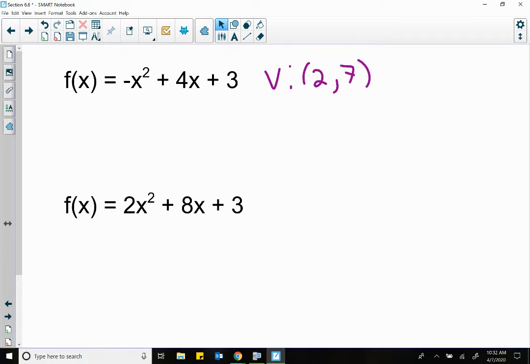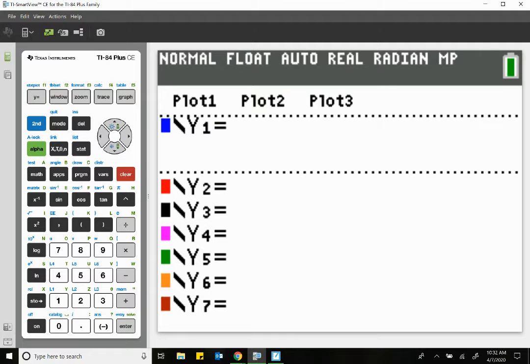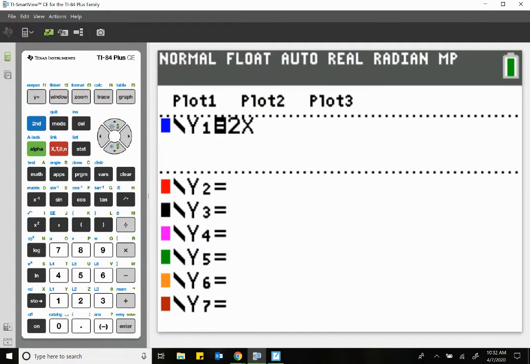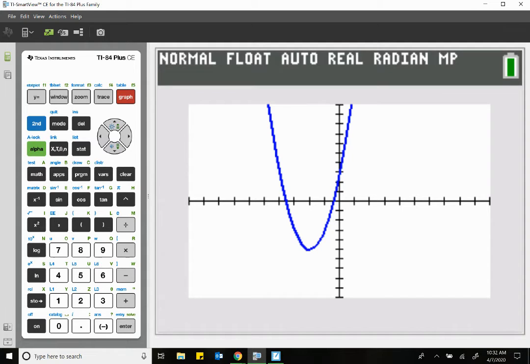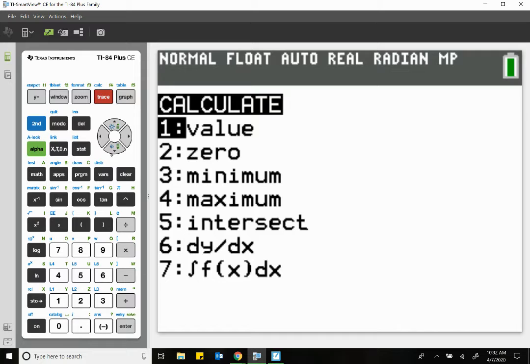So go ahead, pause the video, use your calculator, find the next guy. Okay, so if we come back in here, clear this out, let's put in our next guy, 2x squared plus 8x plus 3. So 2x squared plus 8x plus 3. Hit our graph. Notice it's a minimum this time. So hopefully you hit second trace. You go down to minimum.